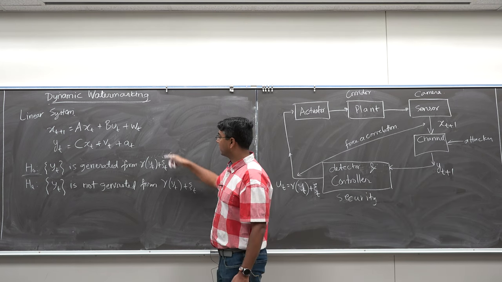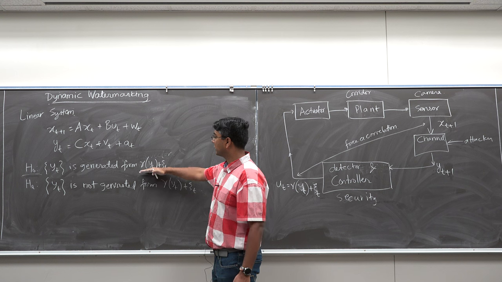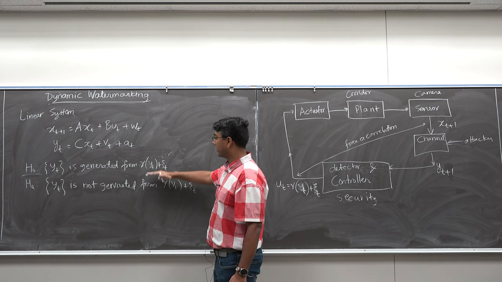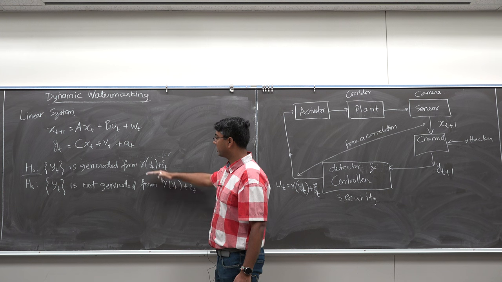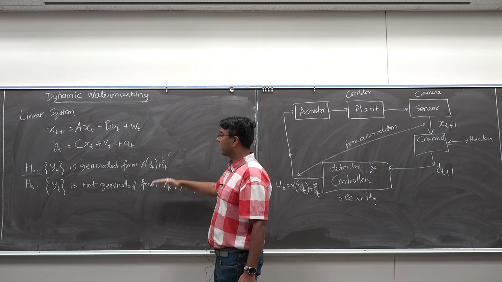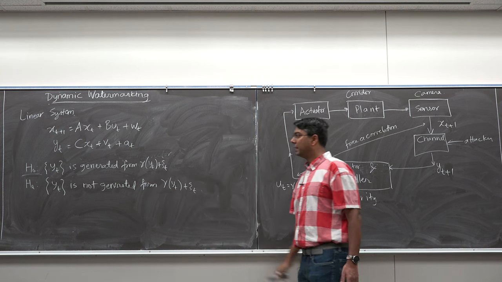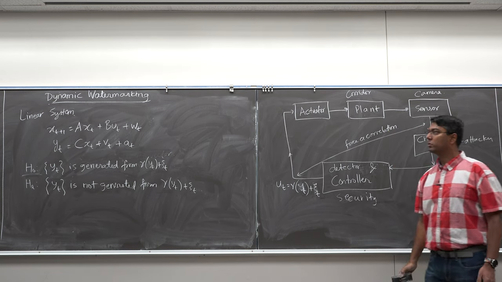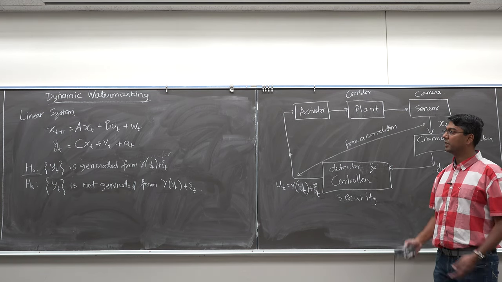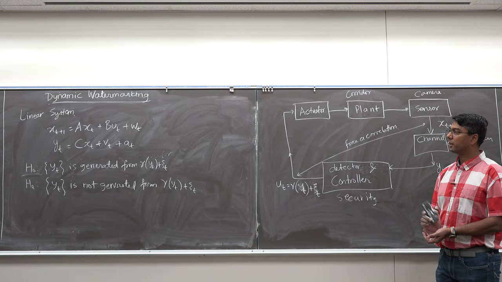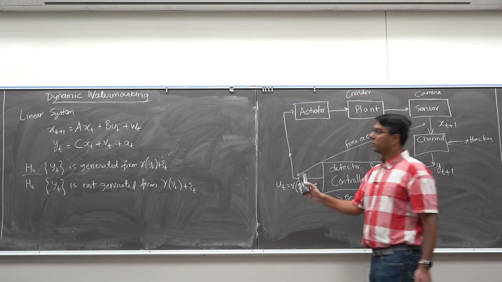But for nonlinear systems, you can essentially use the same algorithm, the same method of dynamic watermarking, and you can set up the hypothesis in exactly this way. It's just that the equations are not going to look clean, and so you might have to use some of the other test statistics that we have talked about so far. So this is for the linear system.